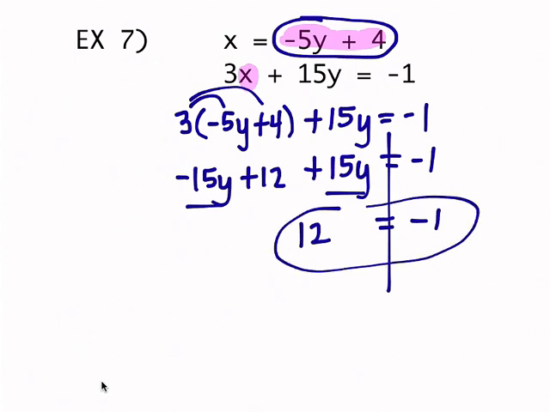So look at the statement we have written here. 12 is equal to negative 1. Well, 12 does not equal negative 1. That's false. So I can't move any further, so what does that mean our answer will be? If you end up getting a statement that's false, what that means is your two lines are actually parallel, which means they will never intersect, so your actual answer is no solution.